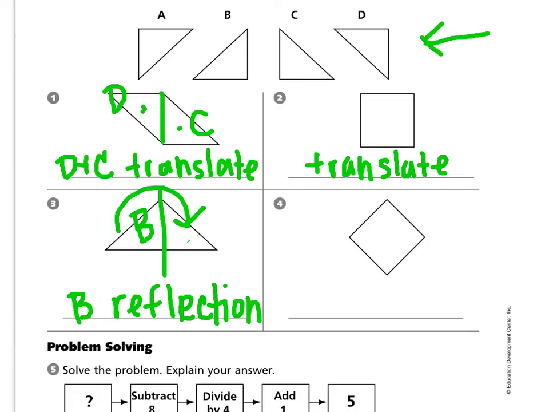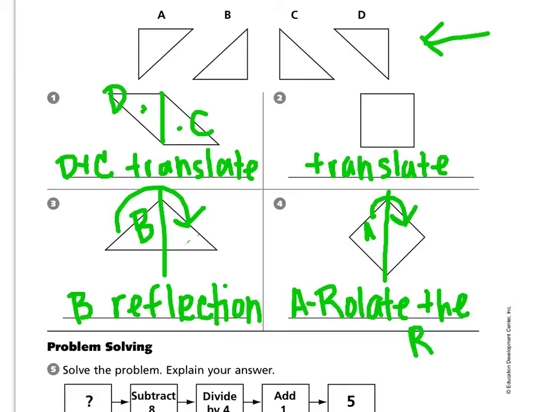Let's go ahead and cut number 4. And I'm going to have to cut it this way. Now, these triangles could be any of the letters. So I'm going to say that it's letter A. But first I had to rotate it. So A, rotate. And then after you rotate it, you can flip it over. So then reflect in order to figure it out. Now it could have been A, B, C, or D, depending on which letter you use to rotate.